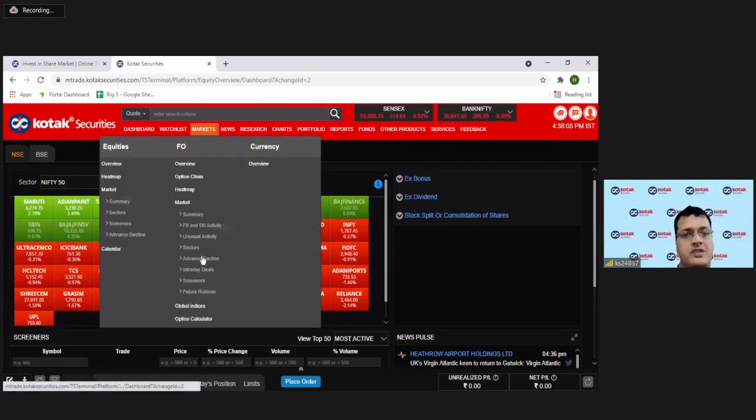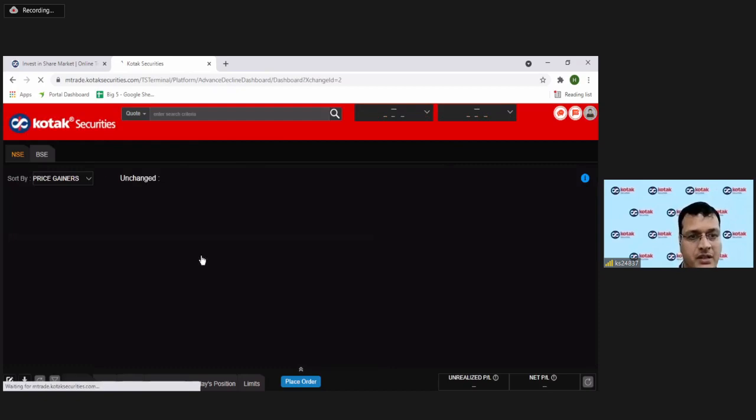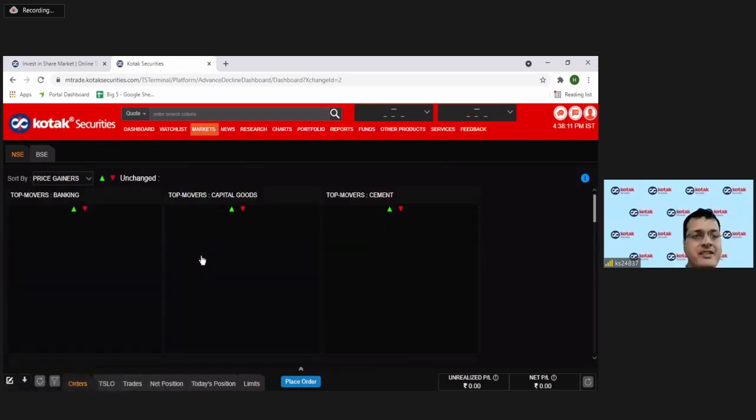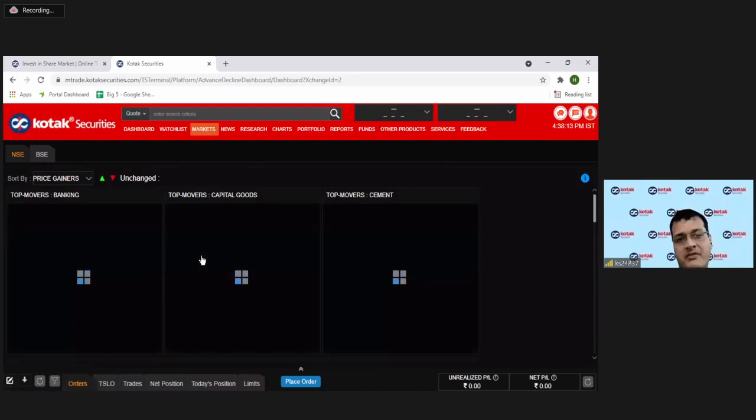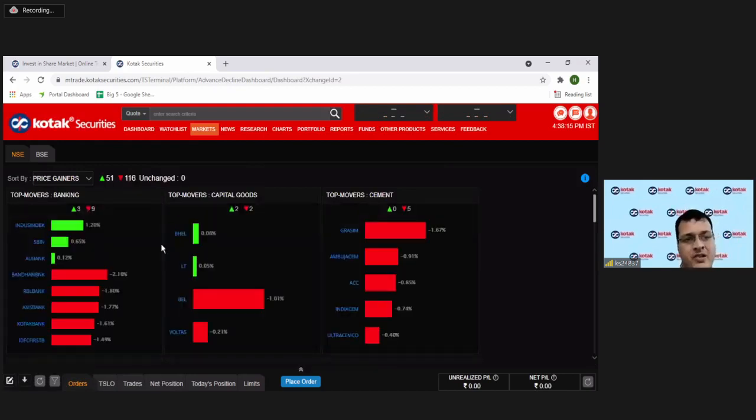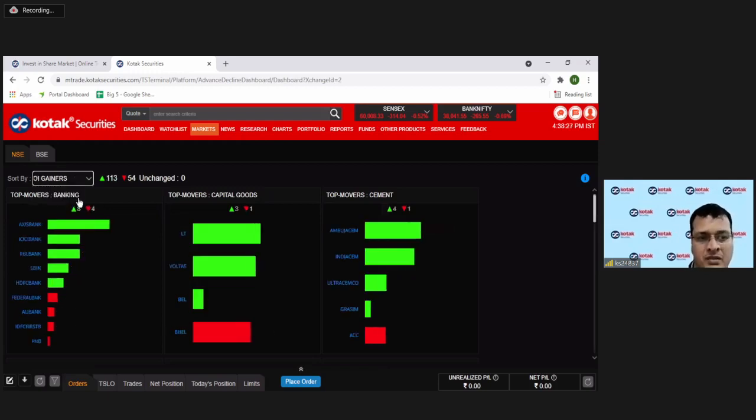In case you want to see any advance decline ratio over here, you can click on advance decline ratio. You will come to know what the advance decline ratio is with individual sectors like capital goods or probably cement, or in case you want to do it with price gainers or volume gainers or OI gainers, you can select your desired tab and do it. All right.